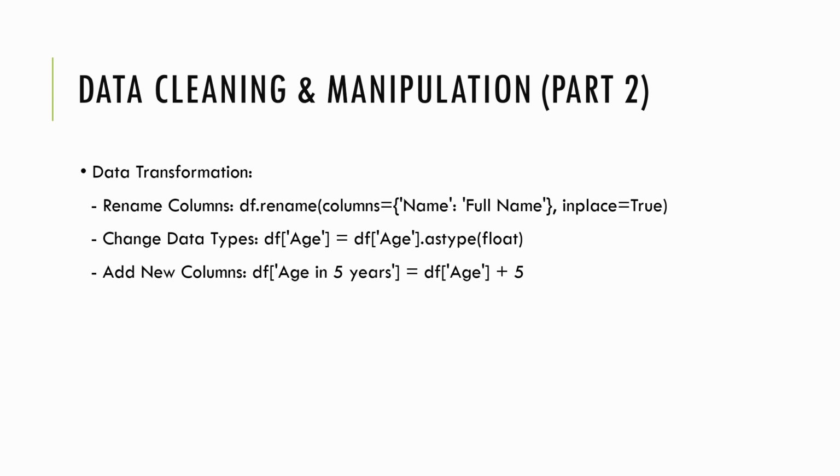Data transformation is also essential in cleaning. Sometimes you need to rename columns to make them more meaningful, which can be done using the rename method. Additionally, you need to change the data types of certain columns, such as converting the age column to a float. You can also add new columns to your data frame. For example, adding a new column that calculates a future value or modifies existing data.